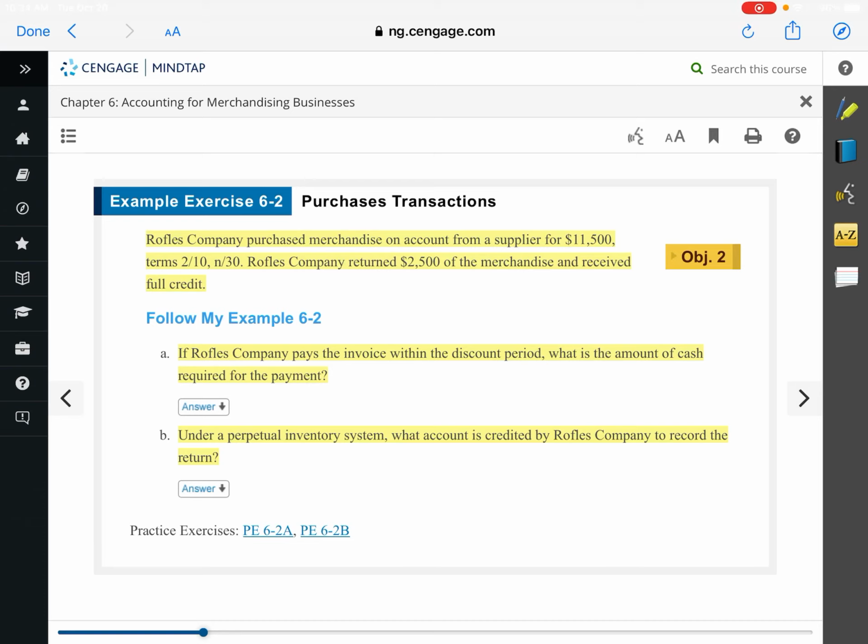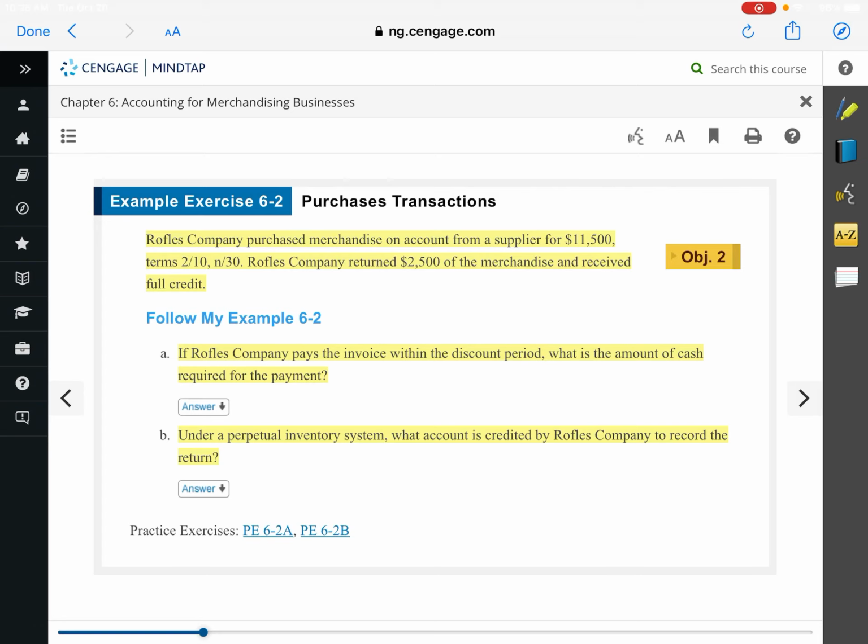So before we go any further, these credit terms right here, this means if we pay this invoice within 10 days, we are entitled to a 2% discount. It's not mandatory that we pay it within the 10 days, but if we do, we're eligible for a 2% discount. If we choose to forego that and not pay the balance within 10 days, that's fine. It's just we owe the net amount in 30 days, okay? Then they also say that they returned $2,500 of the merchandise and received full credit.